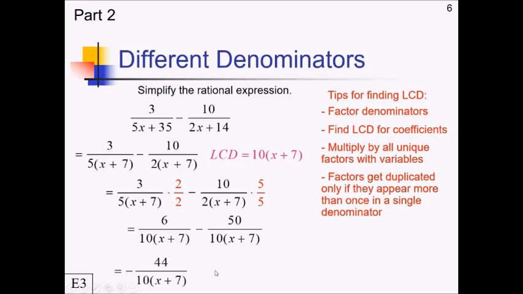Now, as always, check to see if we can reduce. Can't do anything with this x plus 7, but 44 and 10 can interact a little bit. Those are both divisible by 2, so we have a 22 upstairs, and downstairs that 10 is now going to be a 5. And just rewriting things neatly, we have negative 22 over 5 parentheses x plus 7.